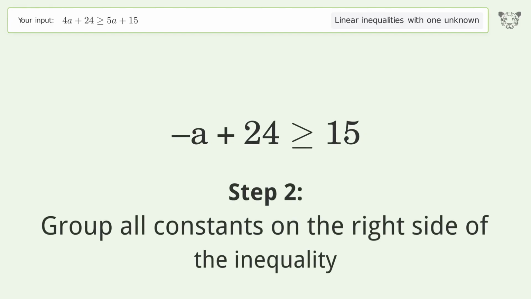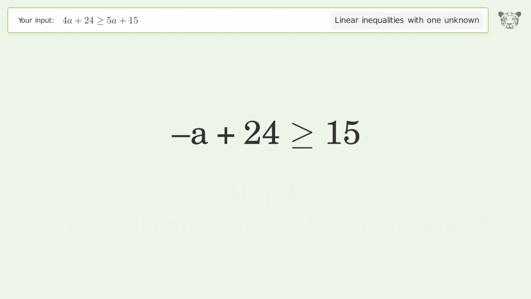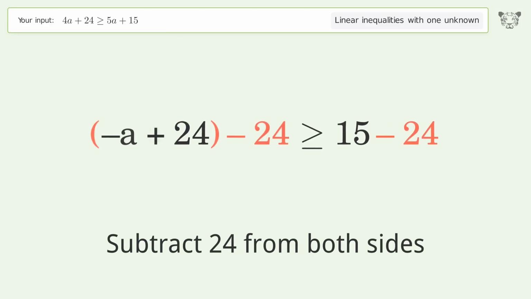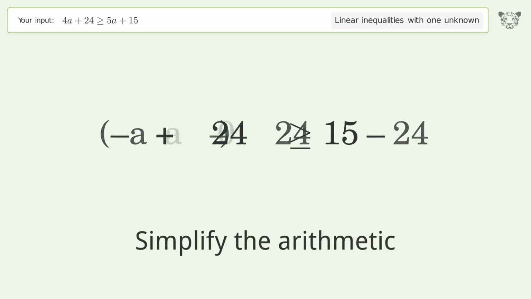Group all constants on the right side of the inequality. Subtract 24 from both sides. Simplify the arithmetic.